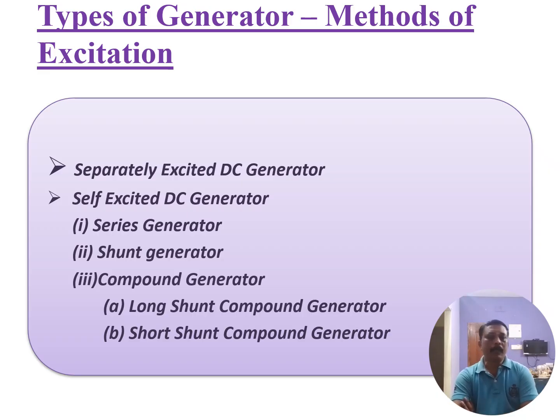Next, we will discuss the types of generators. There are mainly two types of DC generator. First one is the separately excited DC generator. Next one is the self-excited generator. Self-excited generators consist of three types. First one is the DC series generator. Second is the DC shunt generator. Third one is the compound generator. Compound generators consist of two types. First one is the long shunt compound generator. Second one is the short shunt compound generator. We will discuss them one by one.